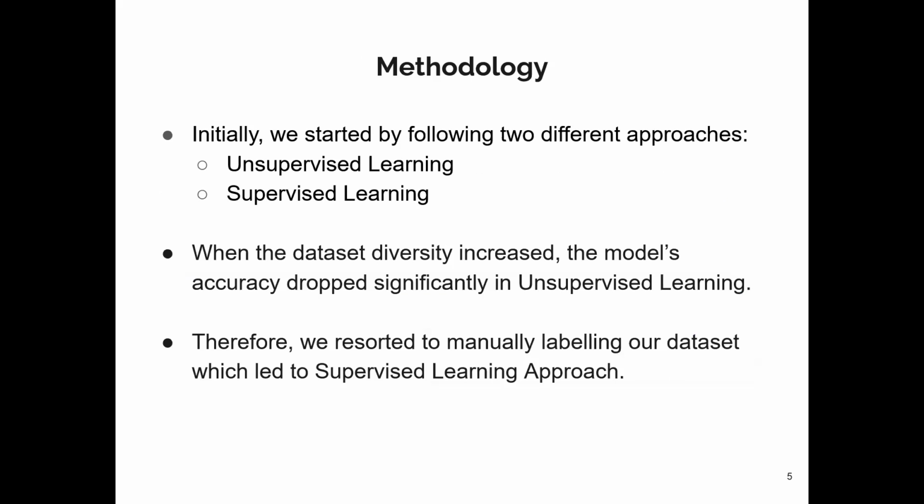I'll talk about the methodology. Initially we thought of using unsupervised learning, training the data to form individual classes itself. But we found that the data diversity was so large that the accuracy dropped significantly. So, if a student is wearing a particular blue color t-shirt, then the classes were determined by the blue color t-shirt, not exactly attention and not attention.